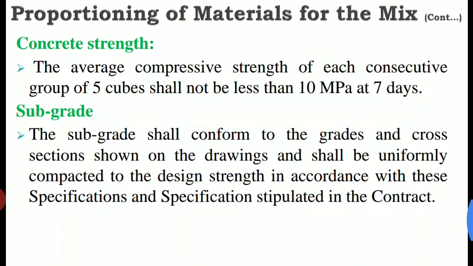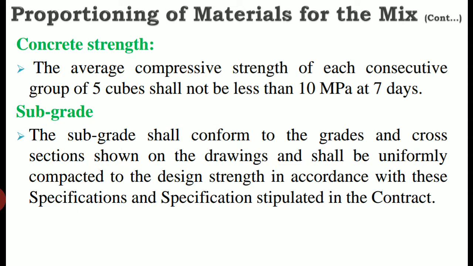So here concrete strength: the average compressive strength of each consecutive group of 5 cubes shall not be less than 10 megapascal at 7 days. So usually we find out the strength for 7 days, 14 days and then 28 days. We can't wait until 28 days, so first we conduct the test for 7 days curing, and then we can assume the concrete strength for the next days.